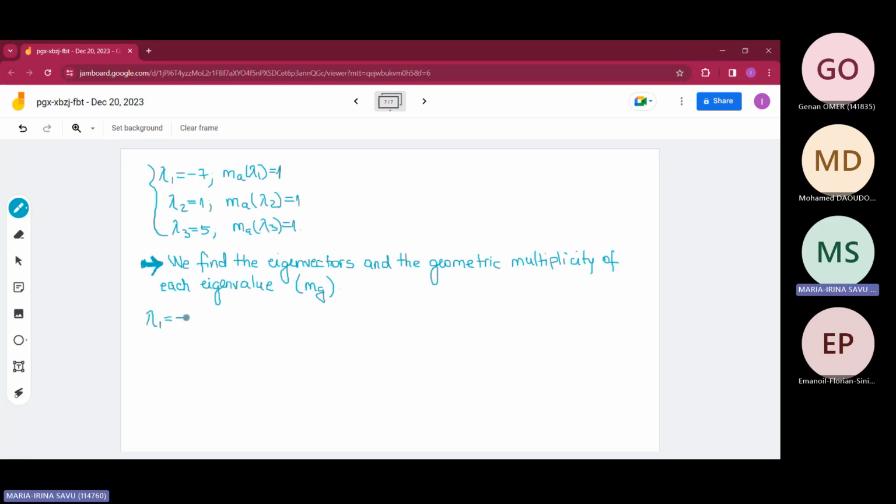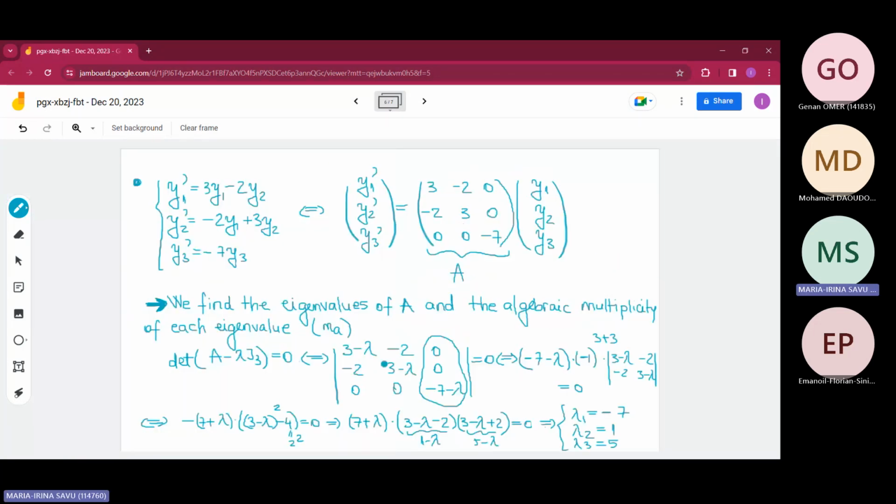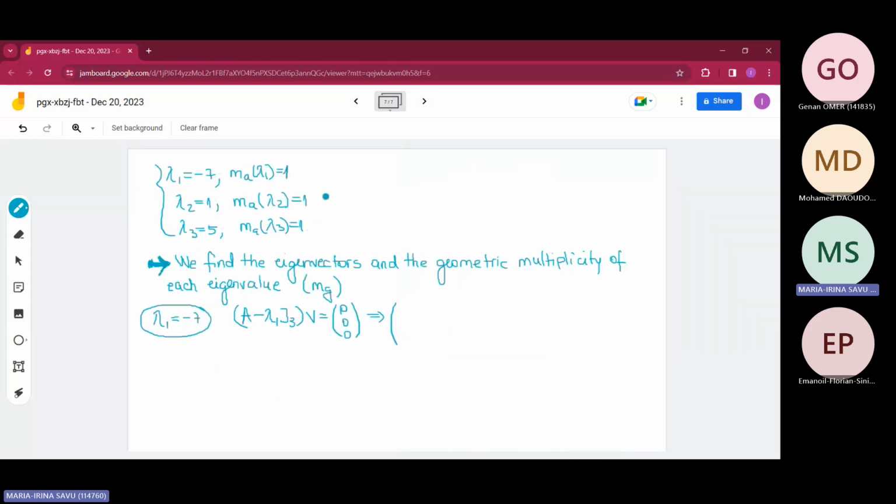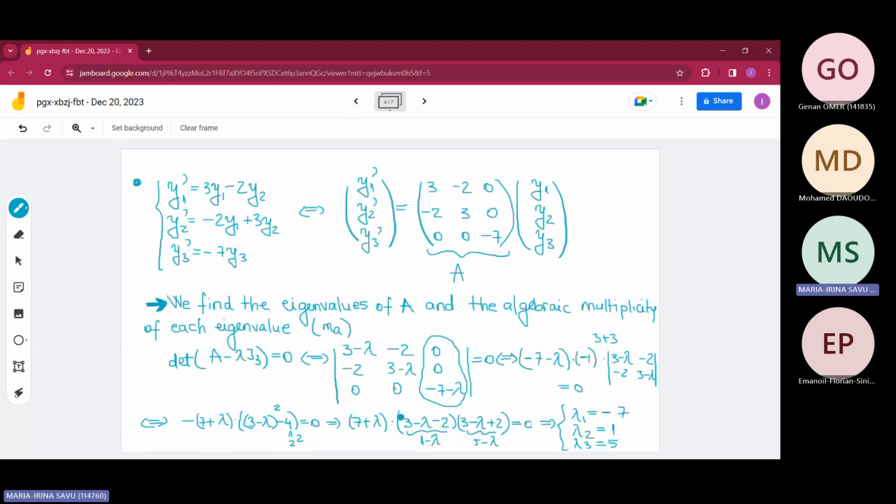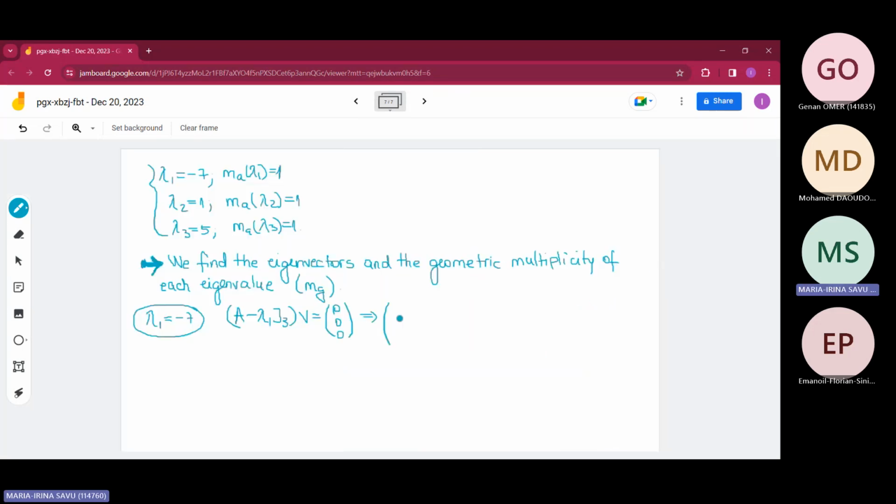For lambda 1, which is minus 7, you have that A minus lambda 1 I3 times a vector v is the null vector. So if you subtract from here minus 7, then you will add a 7 on the main diagonal. So you have 10 and 10 here, and here 0. Okay, so you have 10 and 10 and 0, and then the rest of the elements will be copied.